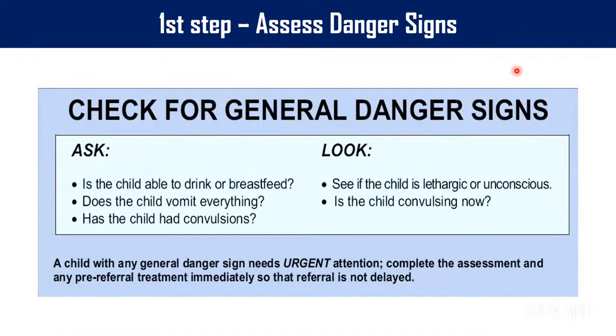The first step is always, in children, assess for the danger signs. What are the danger signs? Ask whether the child is able to drink or breastfeed, is vomiting everything out, or is convulsing. When you ask these symptoms, then look at the child's sensorium, whether the child is lethargic or unconscious or irritable, and whether the child is convulsing now. If any of these things are there, this needs urgent attention. There is no delay. You have to immediately refer to the pediatric department.